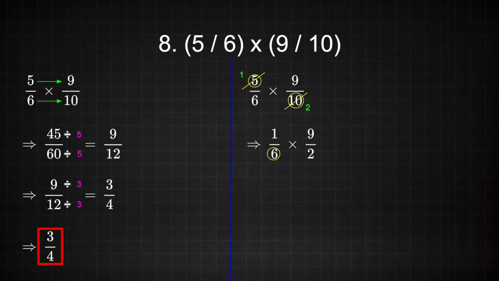We look at the 6 and the 9. Do they both share a common factor? Yes, they are both divisible by 3. 6 divided by 3 is equal to 2. We cross out the 6 and put a 2 next to it. 9 divided by 3 is equal to 3. We cross out the 9 and put a 3 next to it. The expression now becomes 1 over 2 times 3 over 2. Multiplying across, we get the same answer as before, 3 over 4.